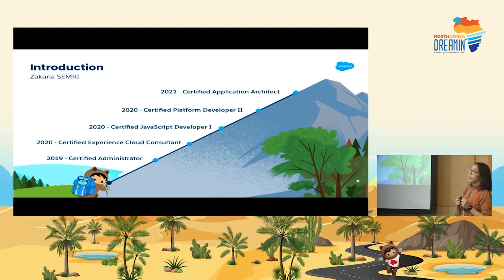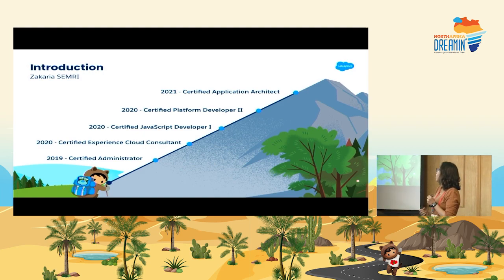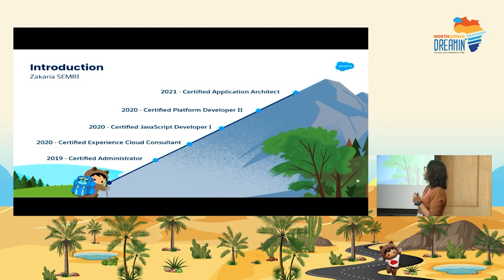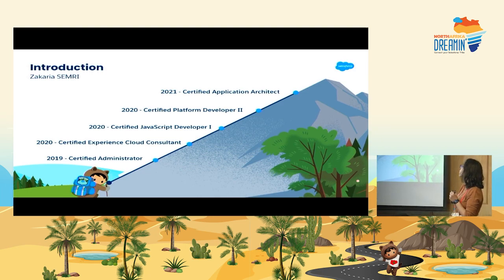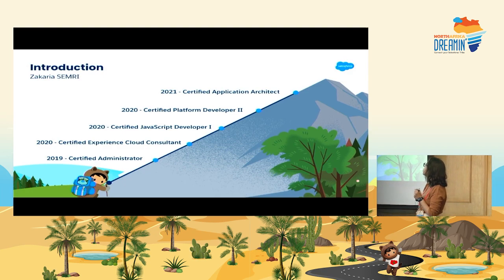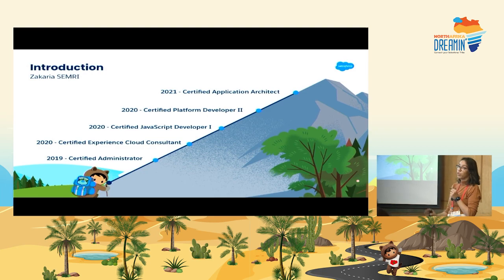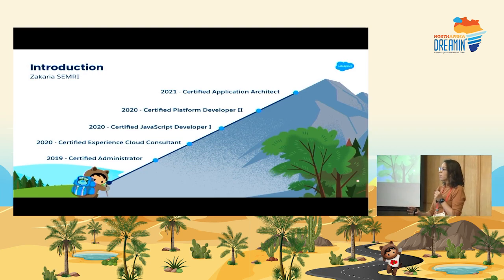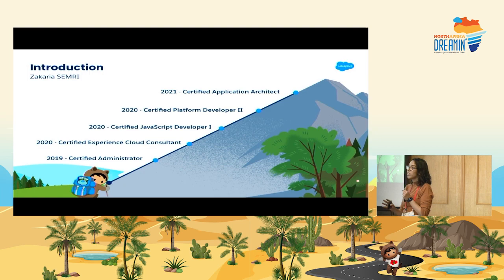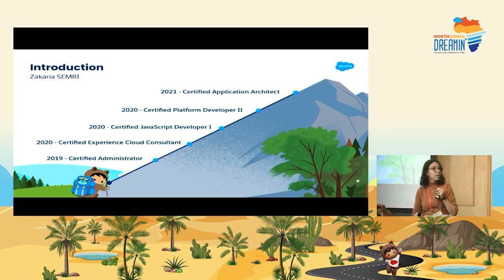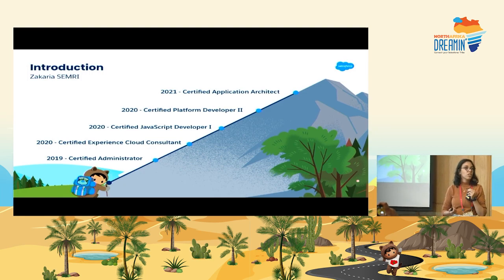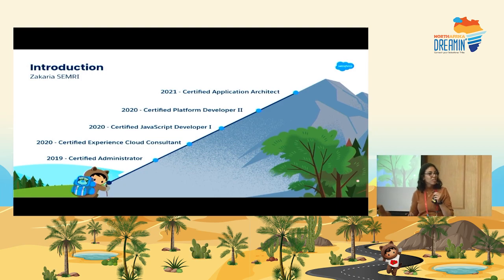About Zach. This slide says that he got his Salesforce Administrator back in 2019, and in 2020 he got the Experience Cloud Consultant, JavaScript Developer 1, and Platform Developer 2. And back in 2021 he got Certified Application Architect. But trust me, he doesn't have only 5 certifications, he is 14 times certified. I think by now we should start counting the ones you don't have, because you've been collecting them like Pokemon, to be honest.